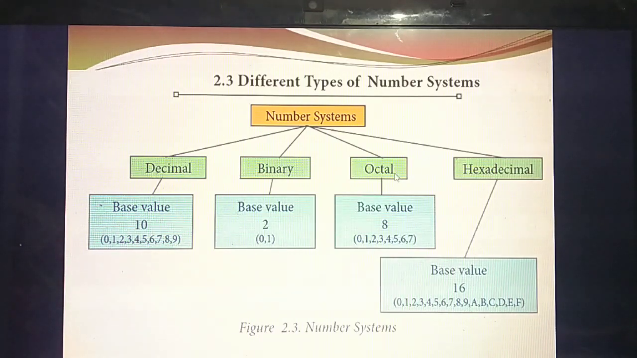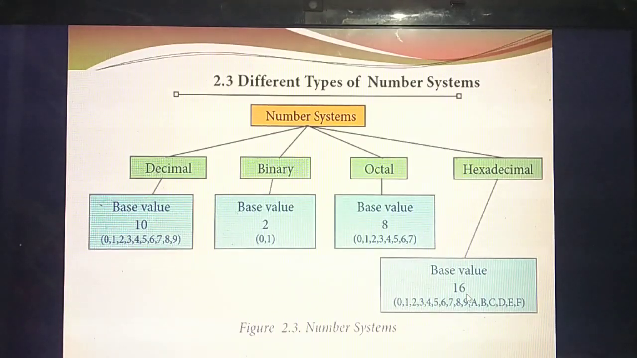Next one is octal number system. The octal number system always has the base value 8. That means the values will come between 0 to 7. Count it, how many numbers will be there? Totally 8. Understand?